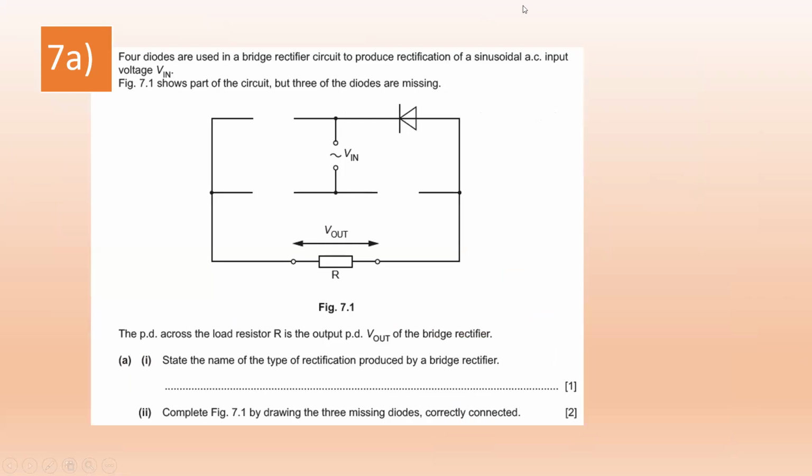Four diodes are used in the bridge rectifier circuit to produce rectification of a sinusoidal AC input voltage Vin. Figure 7.1 shows part of the circuit, but 3 of the diodes are missing. The PD across the load resistor R is the output PD, Vout. Right? There's a Vout of the bridge rectifier. State the name of the type of rectification produced by the bridge rectifier. Full wave.